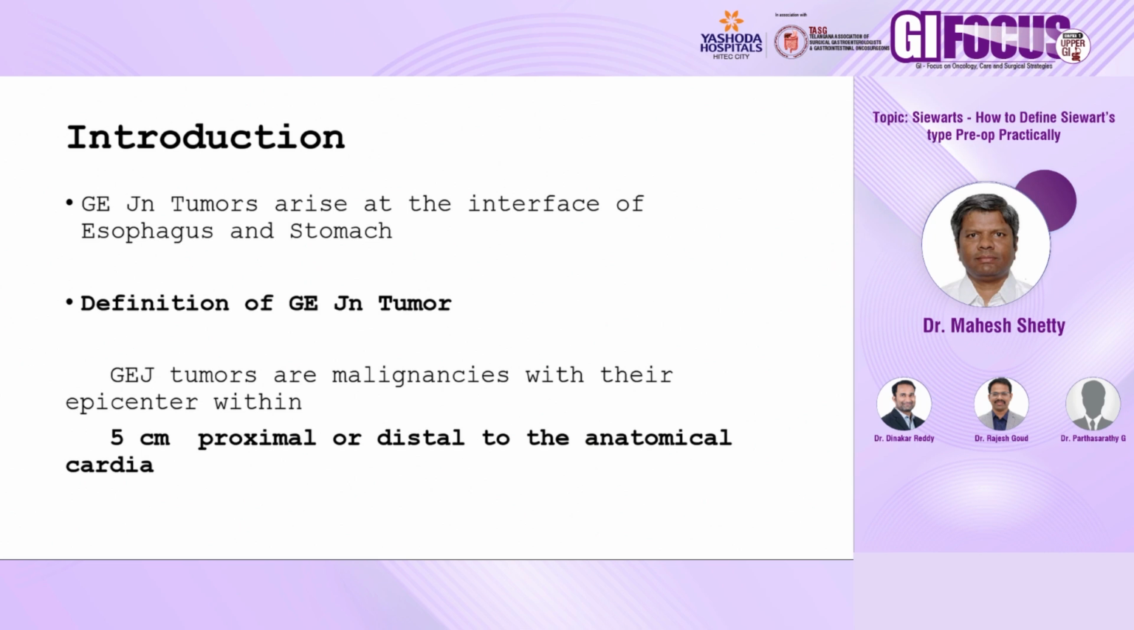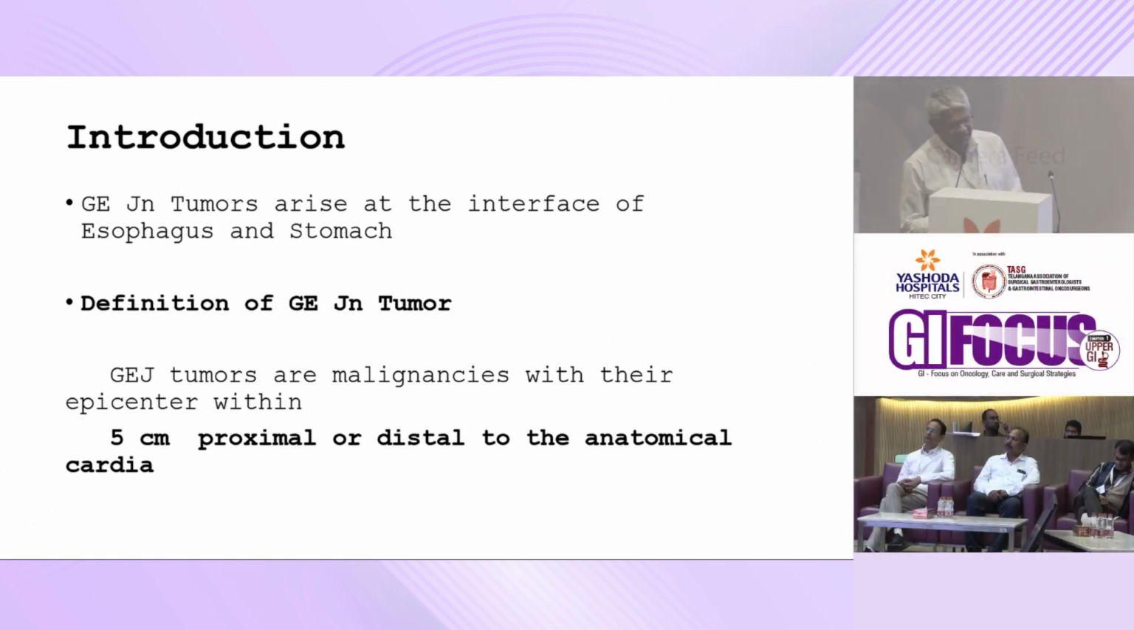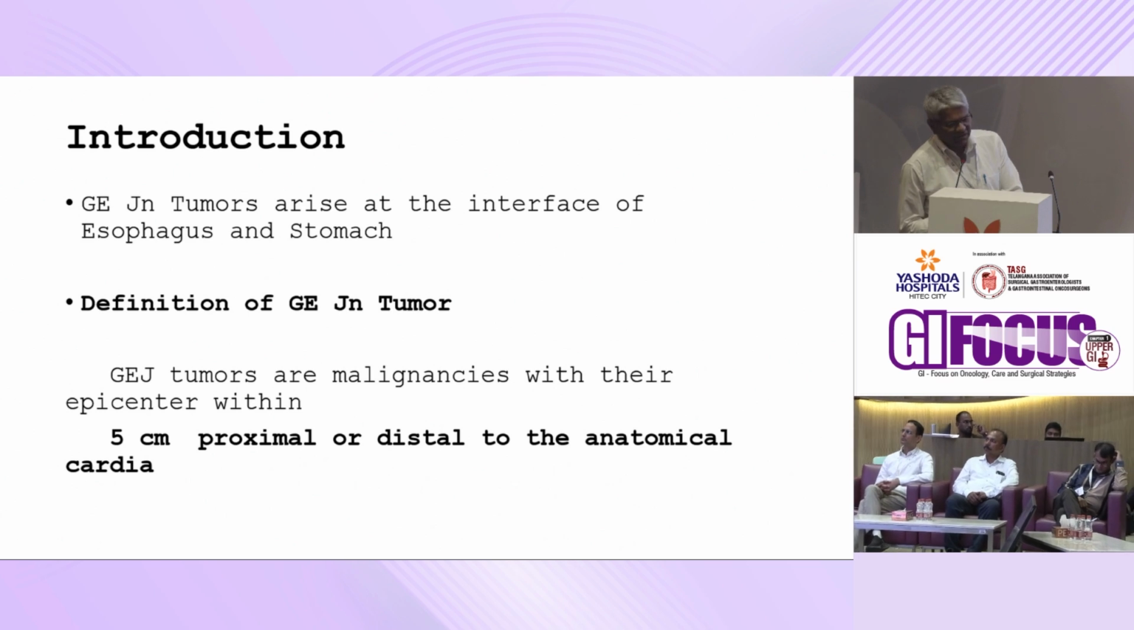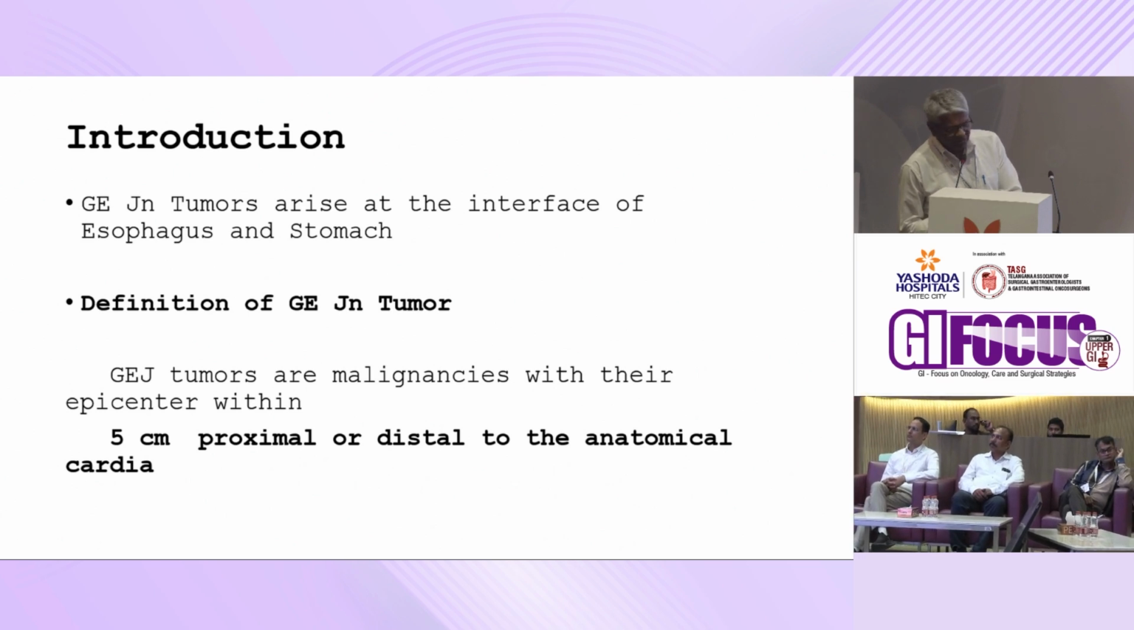We all know that GE junction tumors arise at the interface between esophagus and stomach, and that complicates the matter a little bit. By definition, any tumor arising with the epicenter within 5 centimeters on either side of the GE junction is called a GE junction tumor.